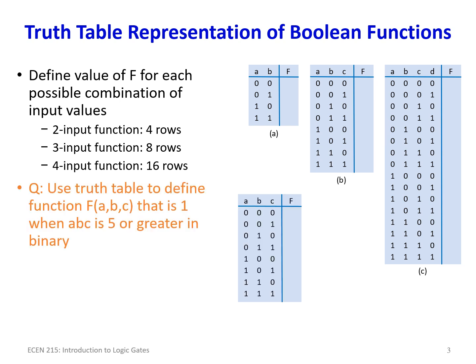So right here we have a truth table, and we're going to use that to define function F of ABC. That is 1 when ABC is 5 or greater in binary. So ABC represents a number, so we have 0, 1, 2, 3, 4, 5, 6, and 7. So those are the values we have. And we want to represent that this is a 1 when ABC is 5 or greater. So if that's the case, we have 5 or greater, so therefore this needs to be a 1, this is a 1, and this is a 1, and the rest of these are 0.